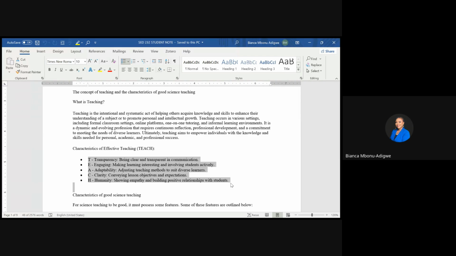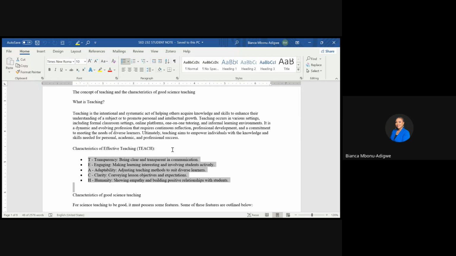The second one is E, for engaging. For effective teaching to happen, you must make the learning interesting and involve the students actively. For learning to occur, learning must be interesting and students must be involved actively. That is E, for engaging.